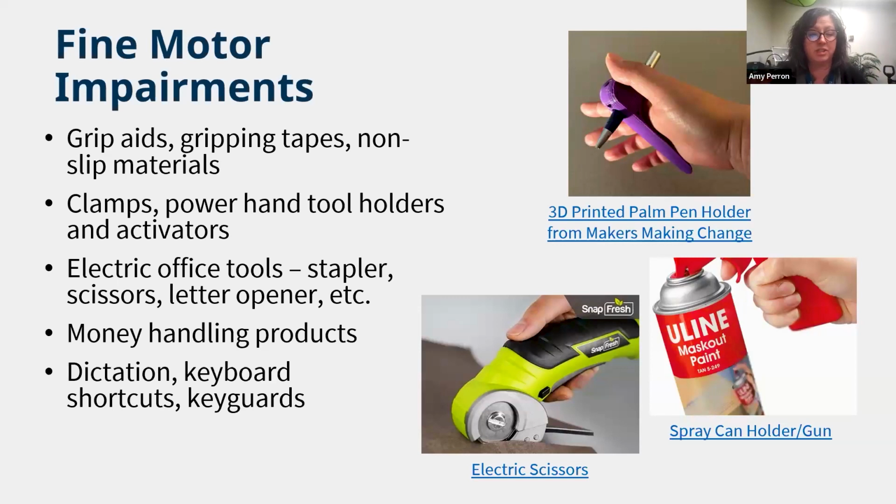Electric office tools such as a stapler. Imagine if you have to staple a big stack and you don't have any hand strength, that could be impossible for you. So with an electric stapler, that could make all the difference. Scissors, letter openers, money handling products. Those are all items that are listed on the slide. And then we start to look at some of the electronic tools and built-in accessibility.